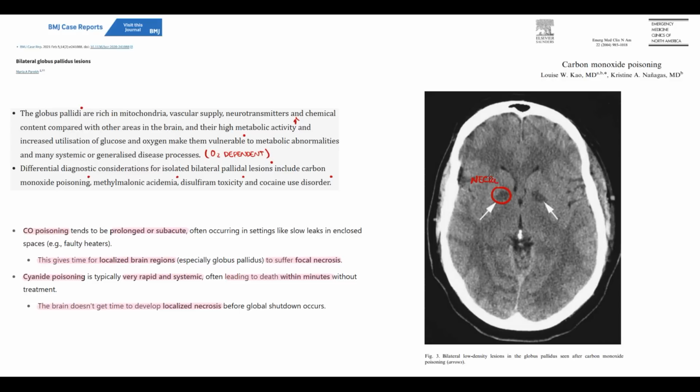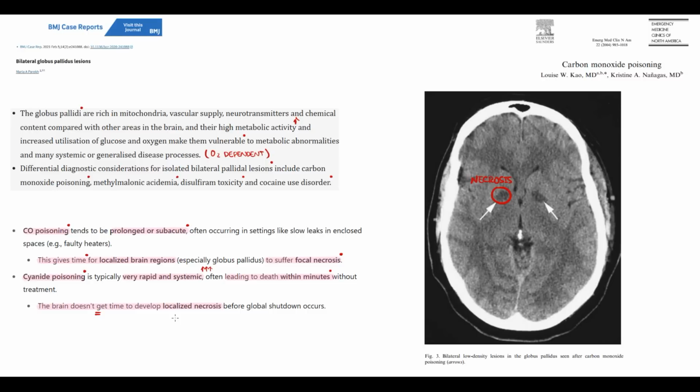Bilateral globus pallidus involvement is basically the necrosis of neural tissue. Necrosis needs time to develop. Carbon monoxide poisoning usually is prolonged or subacute, and this gives time for necrosis to develop. In contrast to this, cyanide poisoning is very rapid and systemic. And because cyanide poisoning causes death within minutes, the brain does not get time to develop localized necrosis.